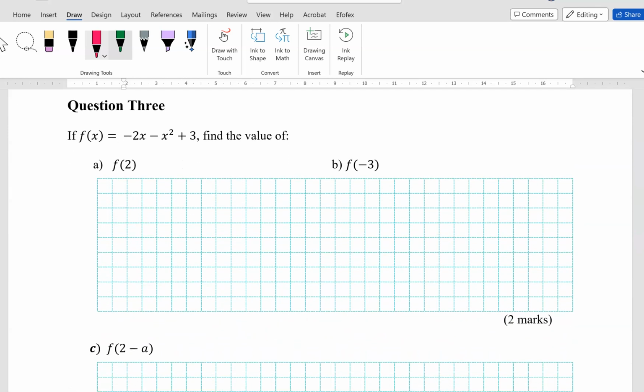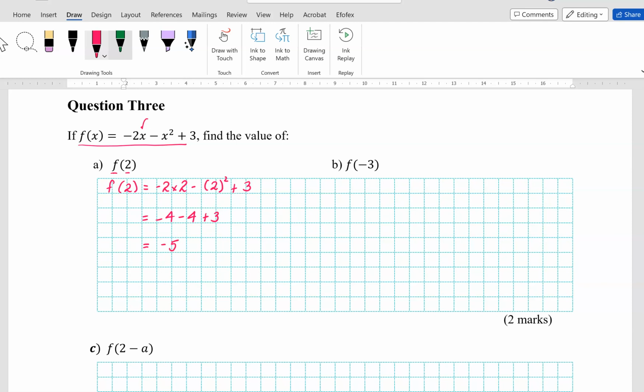So good old function notation. Remember what this means is that go to your f function up here, and wherever x is, we're going to replace it with 2. So f of 2 becomes minus 2 times 2 minus, I'm going to use brackets anyway, (minus 2) squared plus 3. So hopefully you could do this probably quicker without using a calculator, but if you have to, by all means, feel free. So minus 8 plus 3 is minus 5.